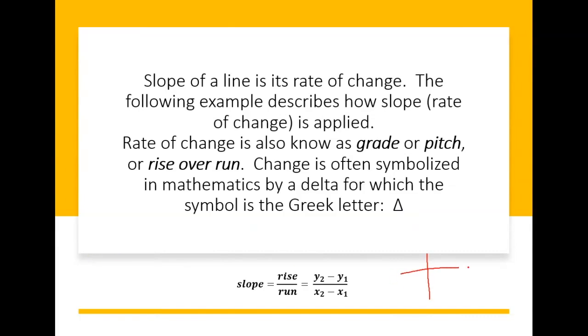If you think of a simple graph, this is a very bad drawing, but you have your x and your y axis. So my rise is how high up or down I go, so how much I rise, which would be my y axis. So it's the change in my y axis. So that's why rise is y2 minus y1.